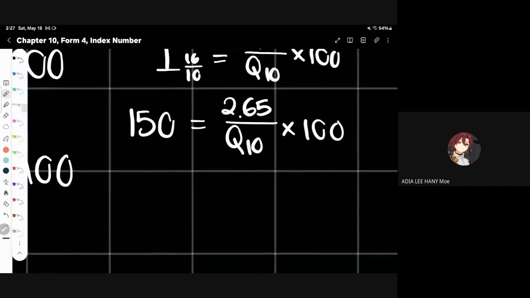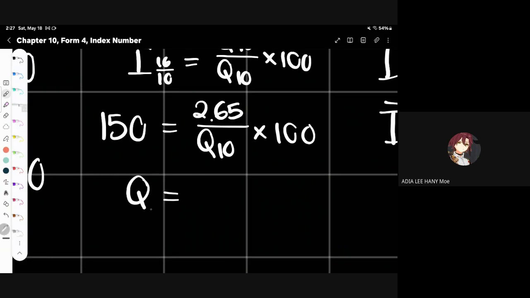Then you just do basic math. Move this to the other side, divide, and put it on the bottom. So the answer should be 150 divided by 100, which is 1.5, and 2.65 divided by that answer. You should get, yeah, the answer for Q10 is 1.77. And ta-da, we got the answer. So that's the answer here.